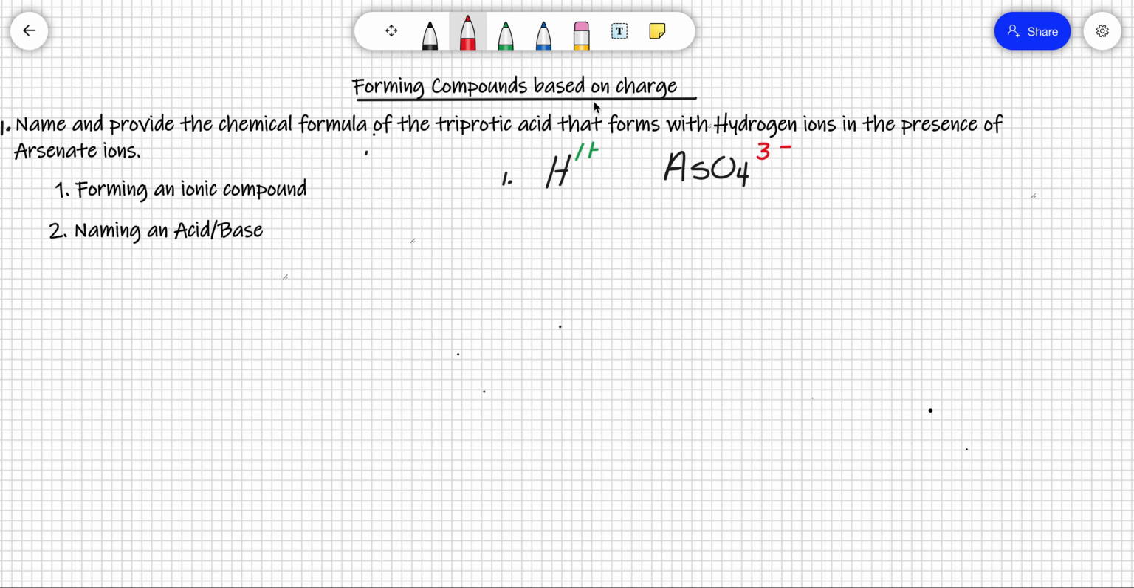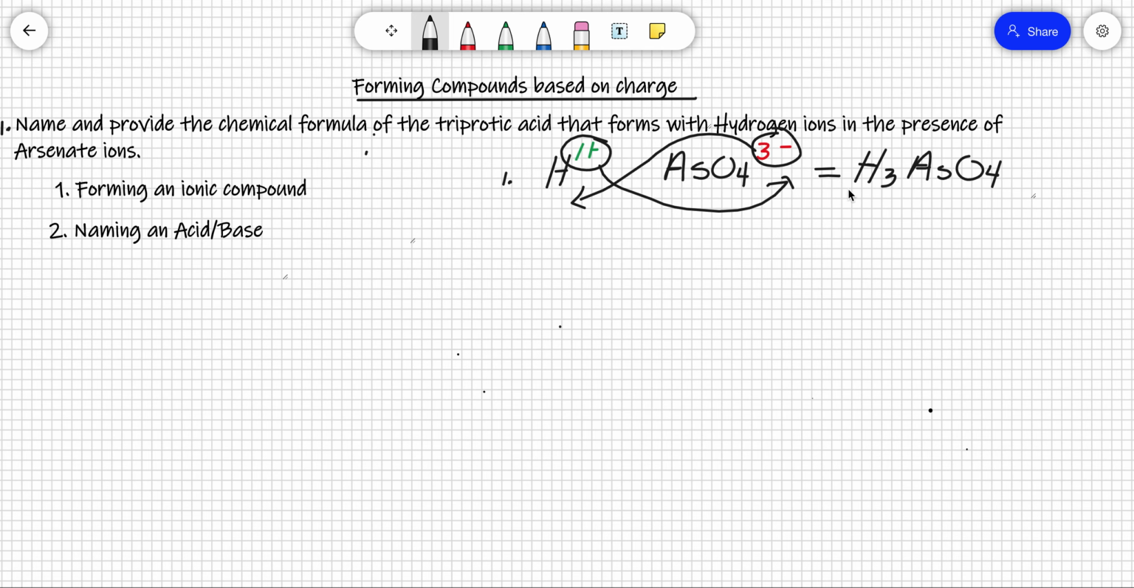Now, in order for us to get these compounds correct, we're going to do the old trick that we used to do, and that's to do the fish. So if you just switch over the charges, each becomes the subscript of the other. And if you kind of look, it kind of looks like a fish. That's why I call it the fish. So if you switch over the charges, then your compound becomes H3AsO4.